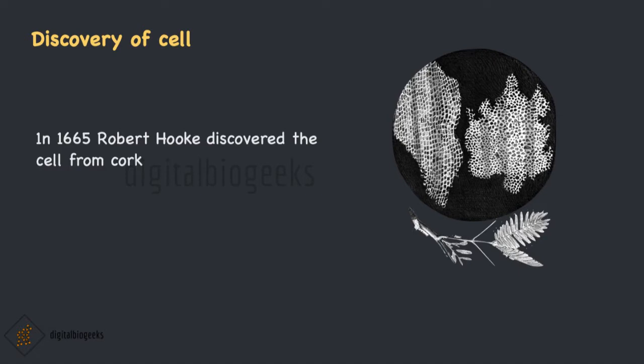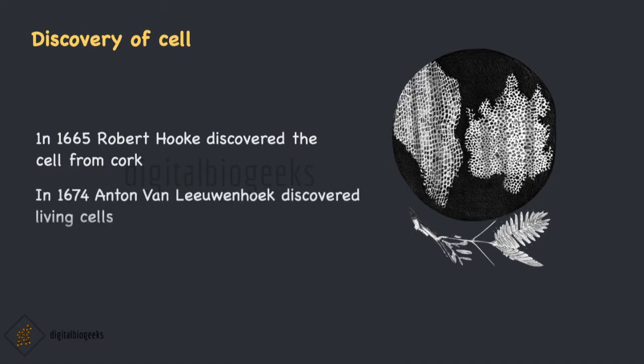Cork is a substance in the outer layer of the bark of a tree. He observed some honeycomb-like structures under the microscope. He called them cells. But what he observed was dead cells. After him, in the year 1674, Anton van Leeuwenhoek discovered living cells from pond water with the help of an improved microscope.